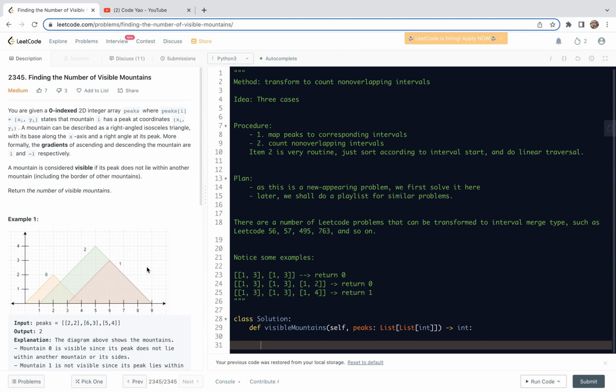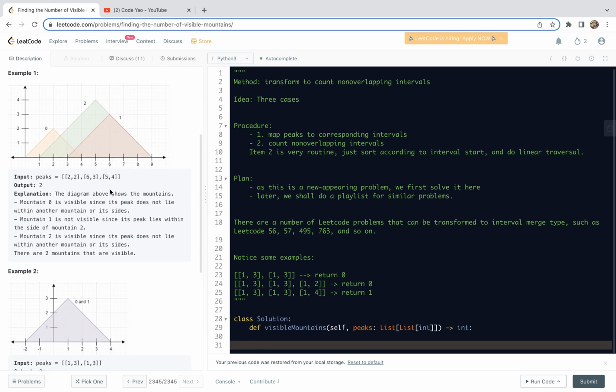Let's have a look at problem 2345, finding the number of visible mountains. So in this video, we're going to share a solution by transforming the current problem into the counting of non-overlapping intervals. So this problem here asks us to return the number of visible mountains. And here are two examples.